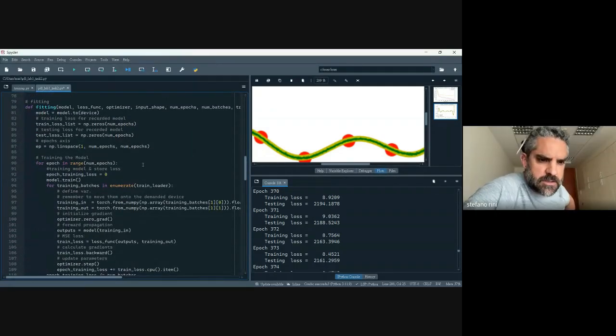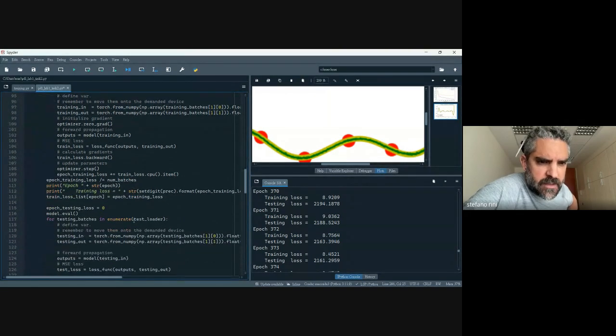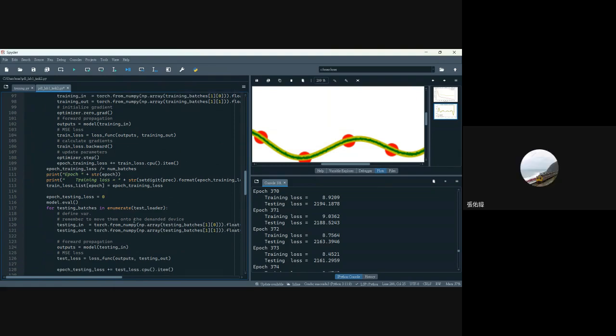There. Training batches. Go down a little bit. Yeah, epoch training loss: epoch loss divided by number of batches. But in my experience, the loss initially is billions, even trillions. So really? So 2,000 would be small for this case.